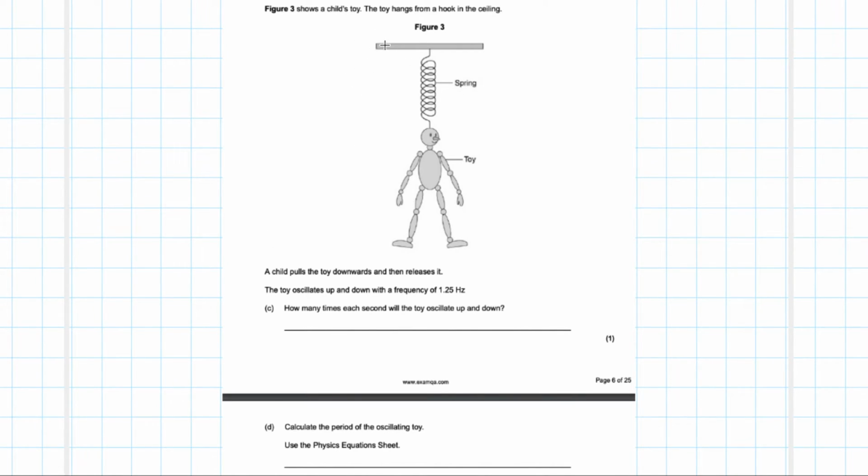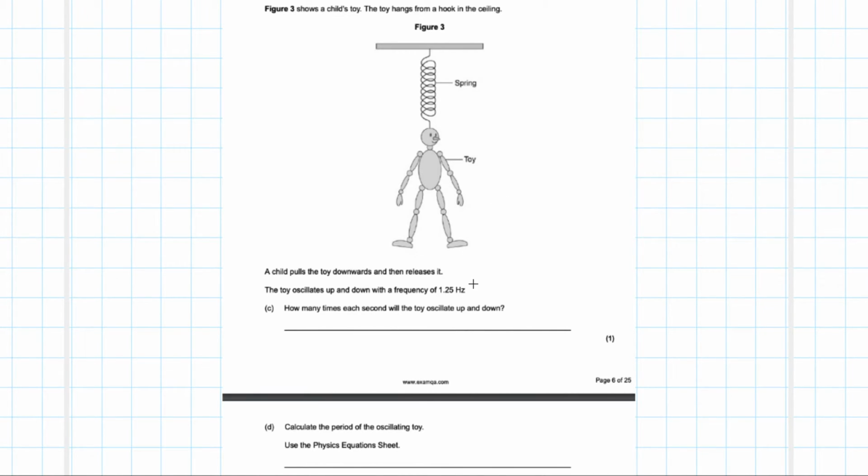Figure 3 shows a child's toy. The toy hangs from a hook in the ceiling. The spring and the toy are connected to each other. The toy oscillates up and down with a frequency of 1.25 hertz. So in this one, how many times each second will the toy oscillate up and down?